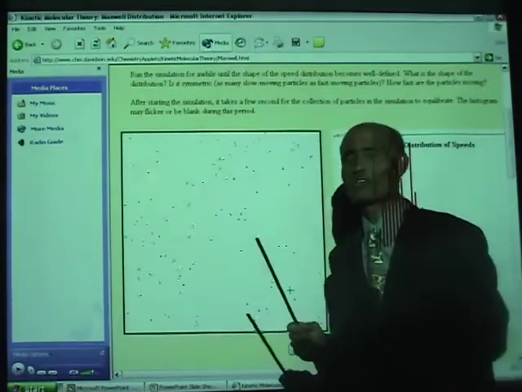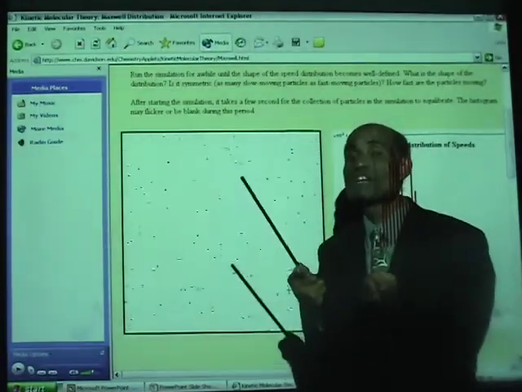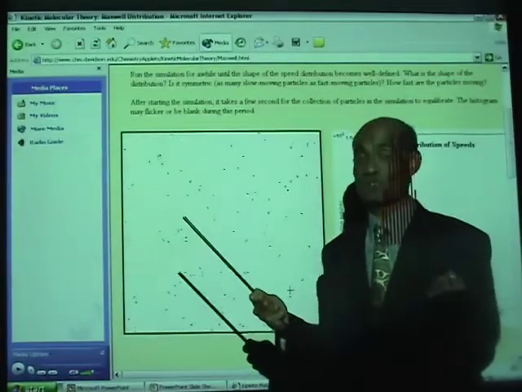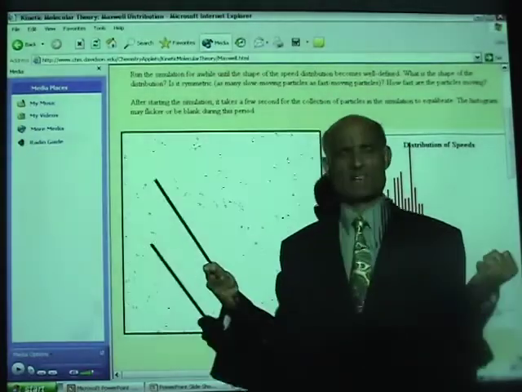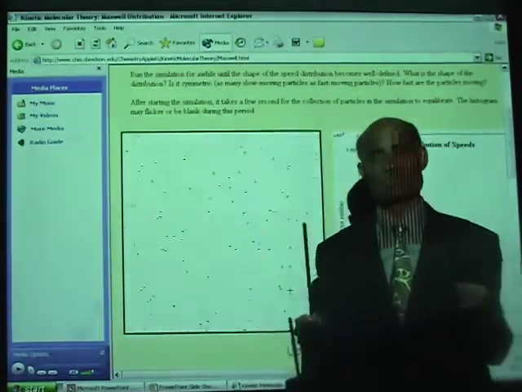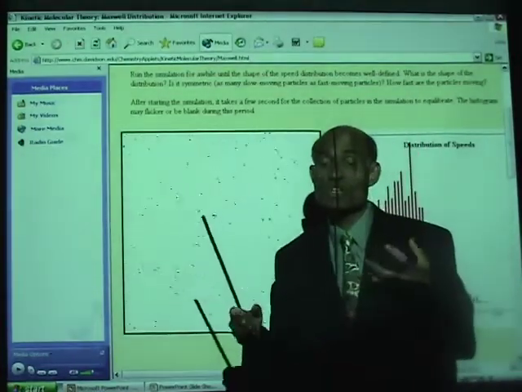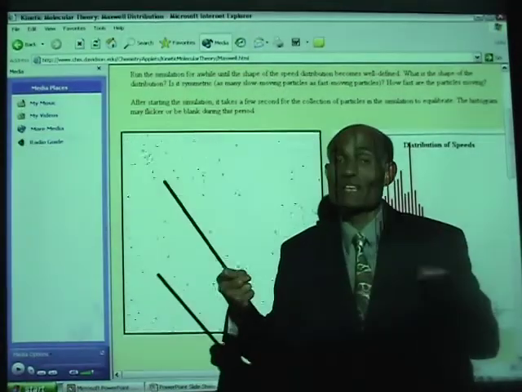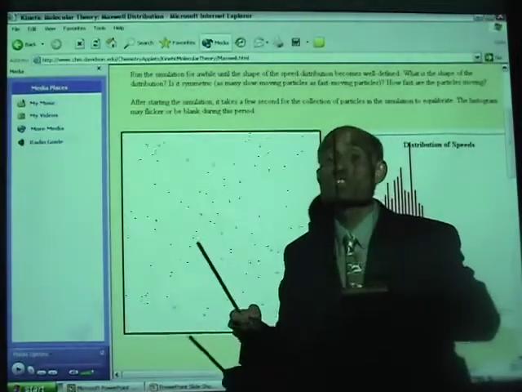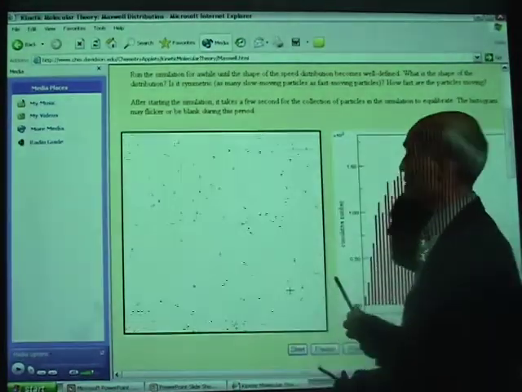Now, what is the 4th assumption? There is virtually no intermolecular force. And also we said all collisions are elastic. Now, what is an elastic collision? An elastic collision is a type of collision where energy is conserved. Kinetic energy is conserved. Energy is not lost during collision.